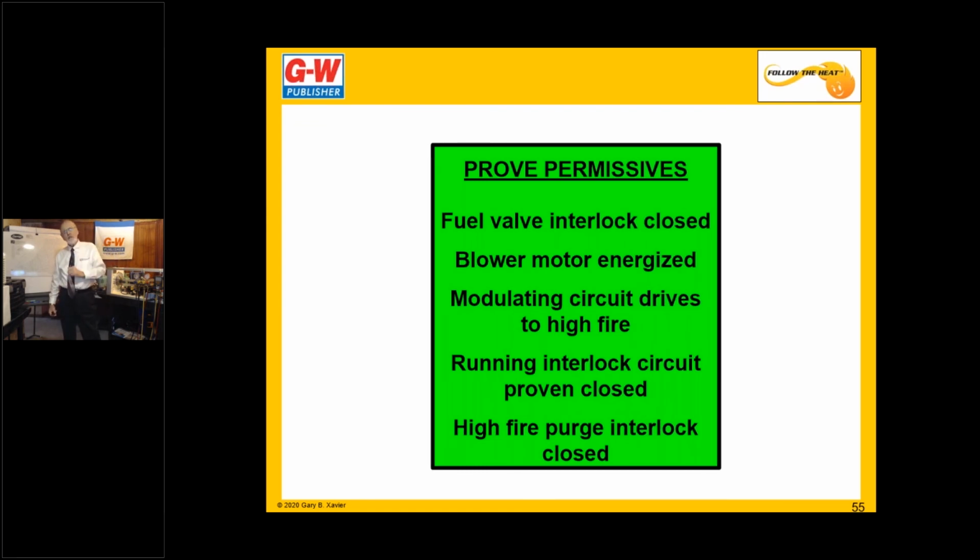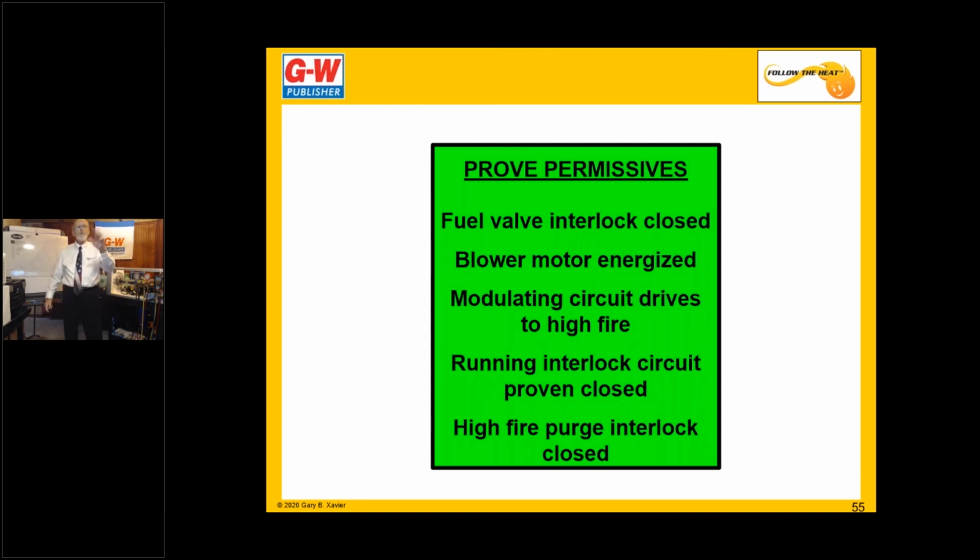The running interlock circuit has to prove closed. On a boiler, the running interlock circuit would include things like low water level, maybe high water level, low gas pressure, high gas pressure, oil temperature, boiler pressure itself, air coming into the boiler room. So a lot of running interlocks there. They all have to prove closed. Closed means conducts electricity, completes the circuit. The high fire purge interlock has to prove closed.